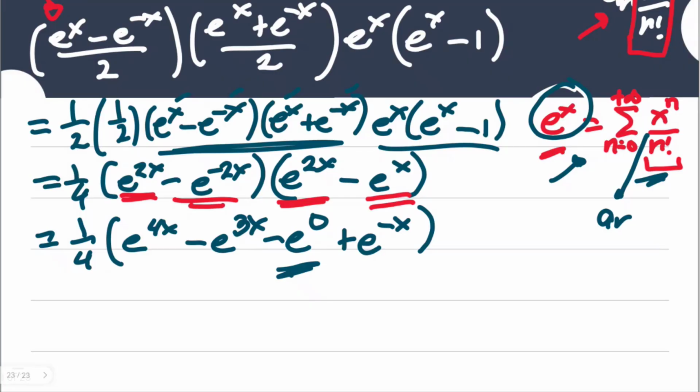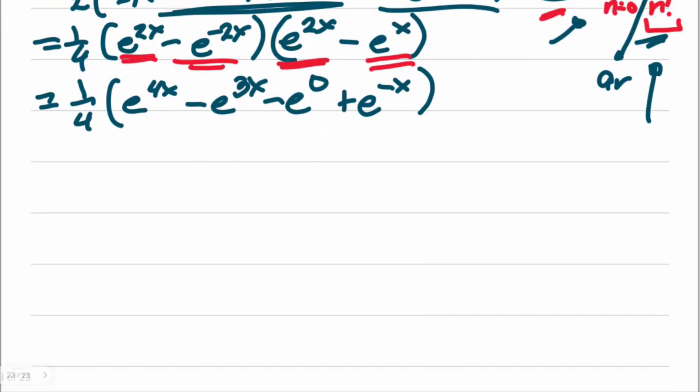Okay, but in the meantime, let's not try to make it equal to 1, because what we want is the form of this one here. So how could we get e to the power of 4x, e to the power of 3x, e to the power of 0, and e to the power of negative x? How can we get all of this in terms of a power series?